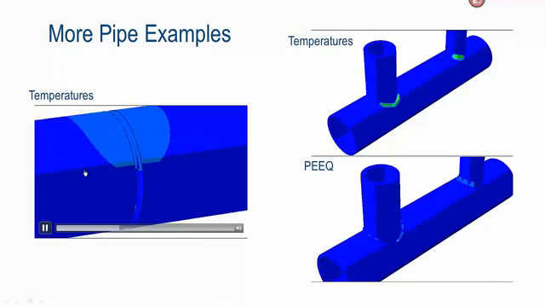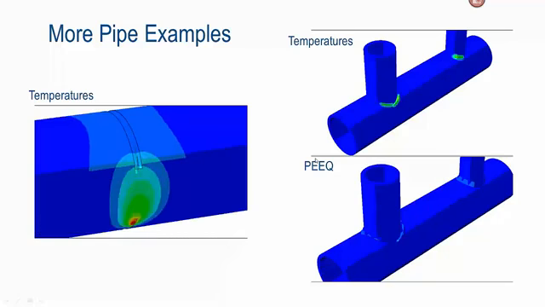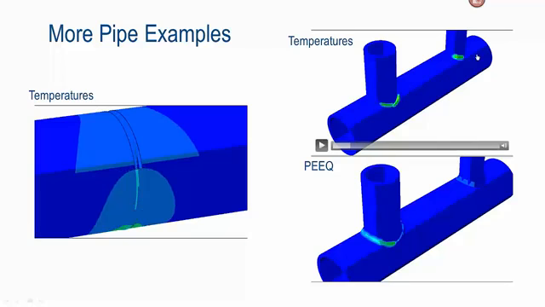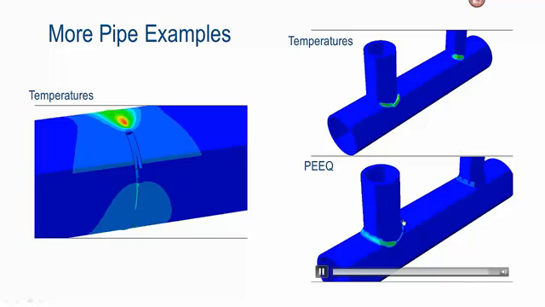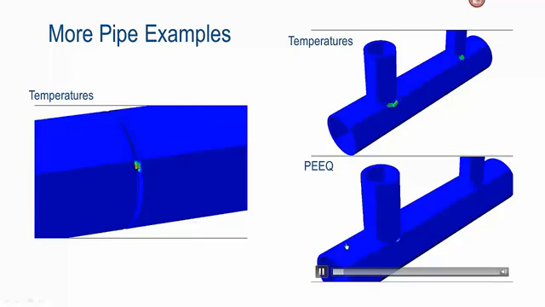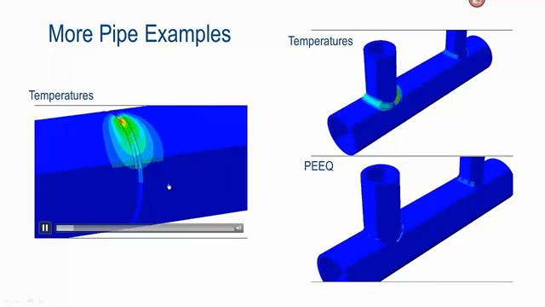This is on the left-hand side. This is the same pipe problem where we compared the temperature history with the thermocouple data. And on the right, that is intersecting pipes. So this is a separate problem. You can see the temperatures on the top and some plastic strain contours at the bottom. Let's play that for a few seconds there.